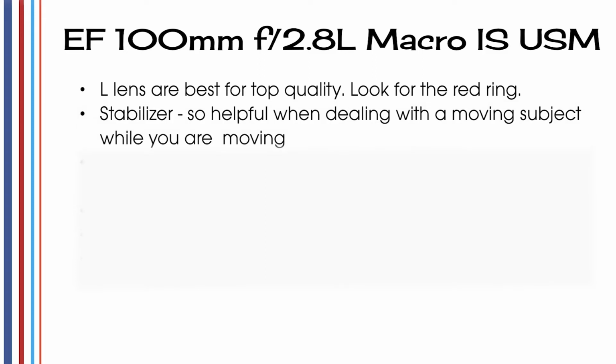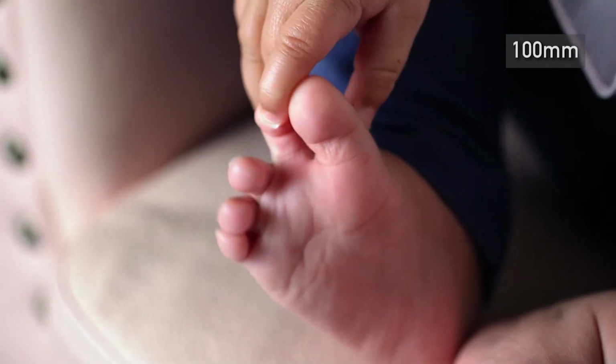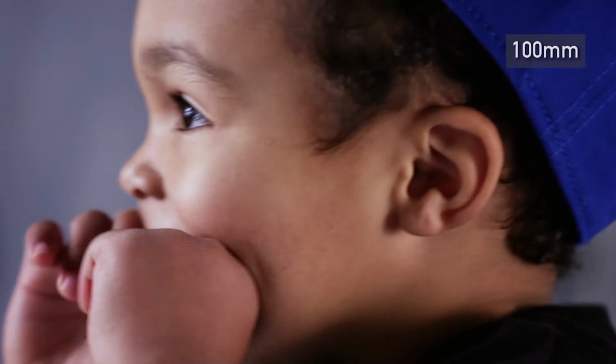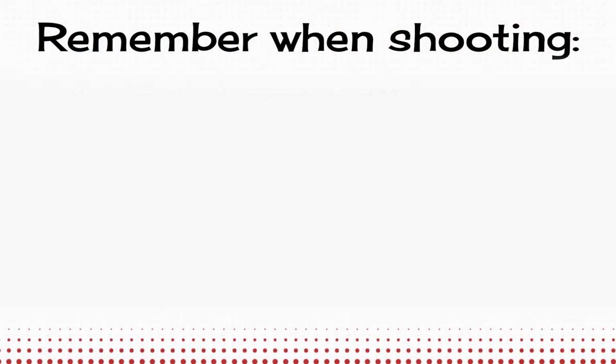The 100mm also has a stabilizer, so it's really helpful when dealing with a moving subject. It does have weatherproofing and it's great for travel, especially if you're dealing with unpredictable weather. If you're focusing on toes or wedding rings, or you love that out of focus bokeh in the background, absolutely recommend the 100mm lens.